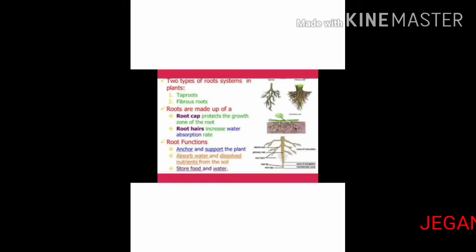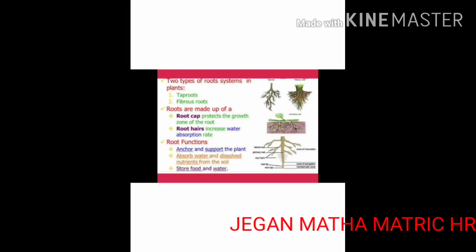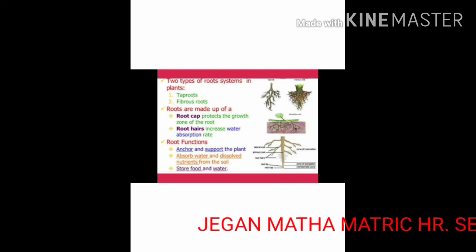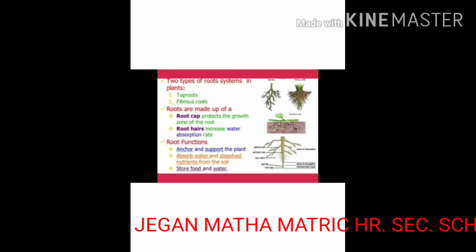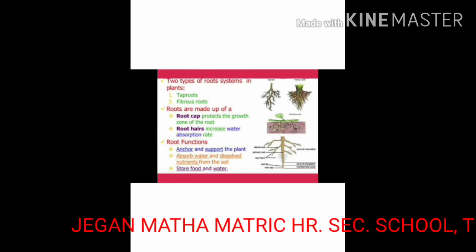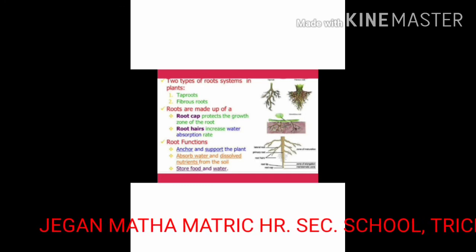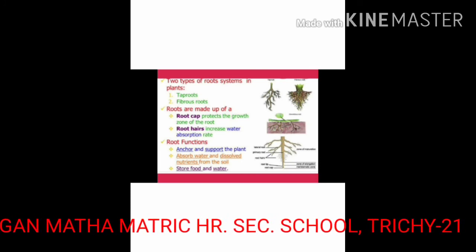Let us recall the two types of root system in plants are taproots and fibrous roots. Roots are made up of a root cap that protects the growth zone of the root. Root has increased water absorption rate. The root functions: anchor and support the plant, absorb water and dissolved nutrients from the soil, store food and water.